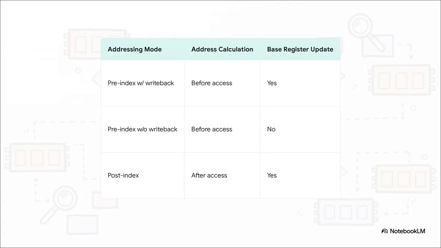So let's just put it all together. Think of this table as your cheat sheet. For the two pre-indexed modes, the address is always calculated before you access the memory. The only difference is whether you update the base register. With write back, that's a yes. Without, it's a no. Simple. And post-index just flips the whole script. You update after the access, which makes it absolutely perfect for just marching down a list.